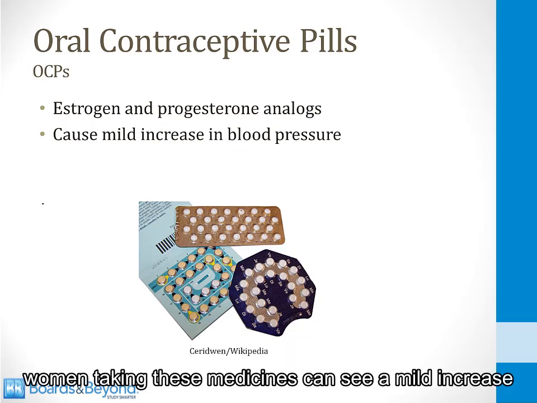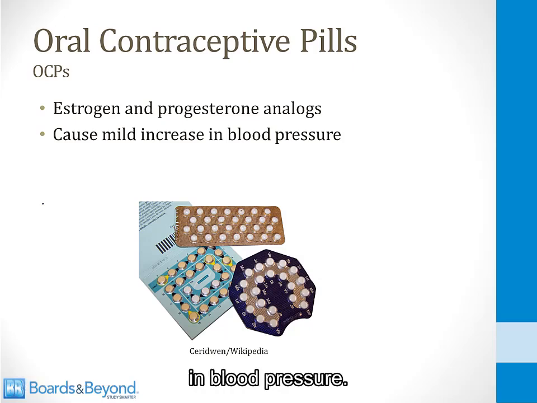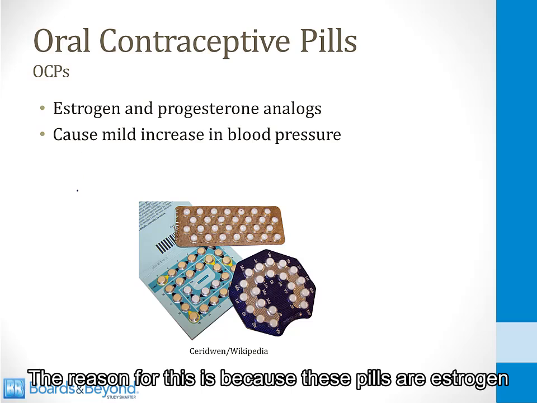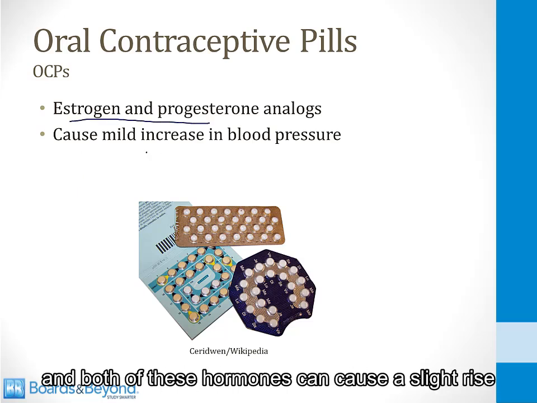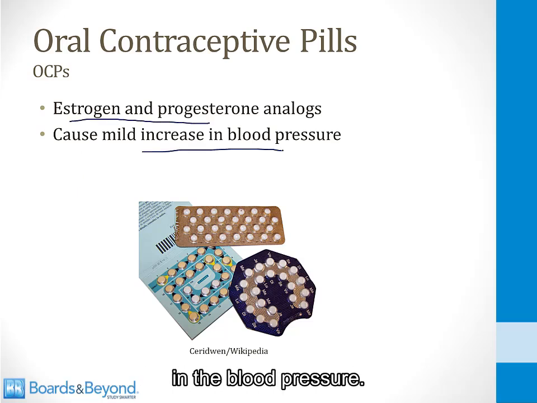Oral contraceptive pills can potentially cause hypertension. Women taking these medicines can see a mild increase in blood pressure. The reason for this is because these pills are estrogen and progesterone analogs, and both of these hormones can cause a slight rise in the blood pressure.